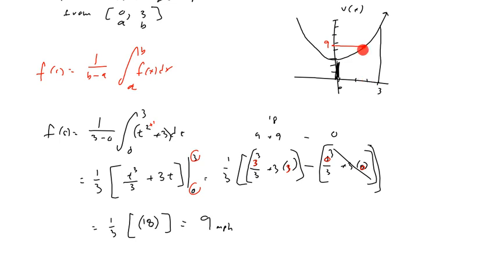Because if we imagine cutting this up, this area and this area have to equal each other. That's what average means. It's the average of the area of the graph. Where's the middle? Well, the areas have to be equal to each other. Area 1 and area 2 have to be equal to each other. And the place where that happens is where the speed becomes 9.